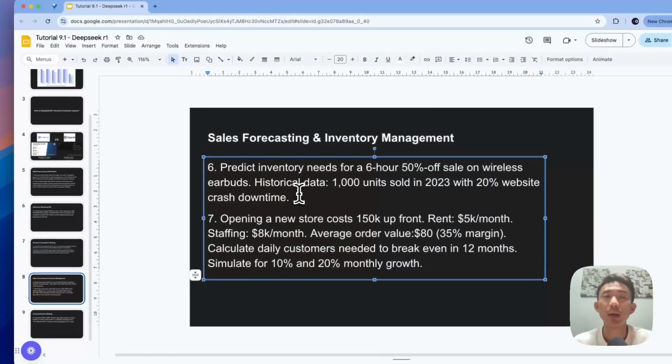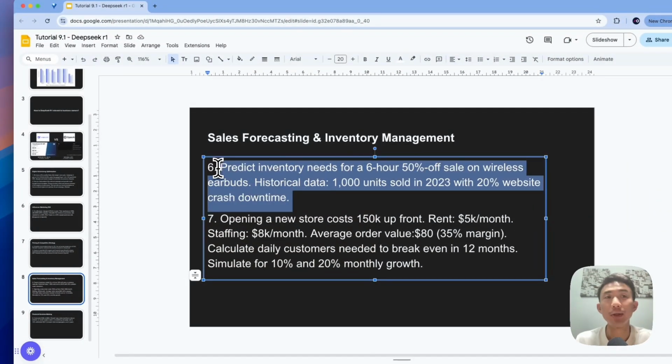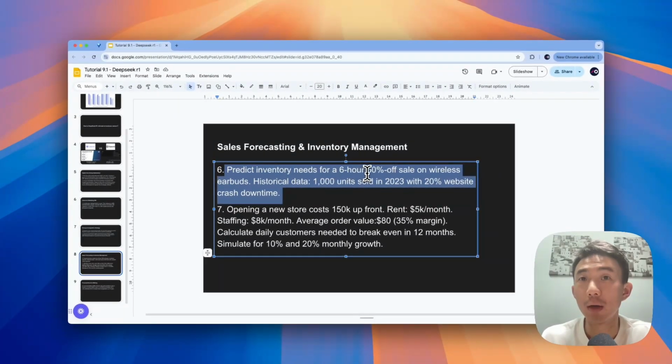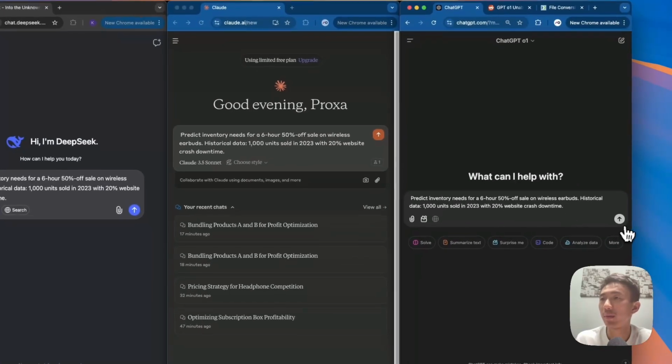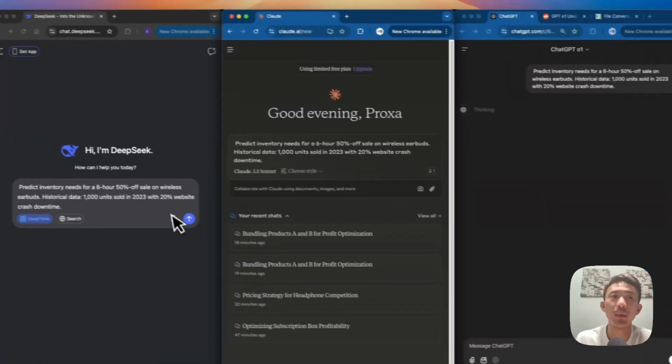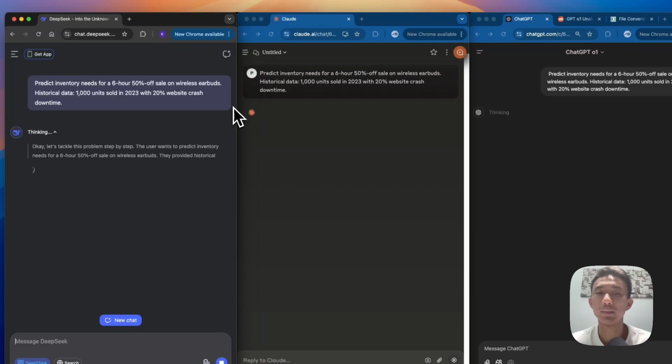Okay, so let's do the sixth demo. It is an easy question. Predict the inventory needs for a 6-hour 50% off sale on wireless earbuds. Historical data: 1,000 units sold in 2023 with 20% website crash downtime. So let's paste this and see what answer we got.